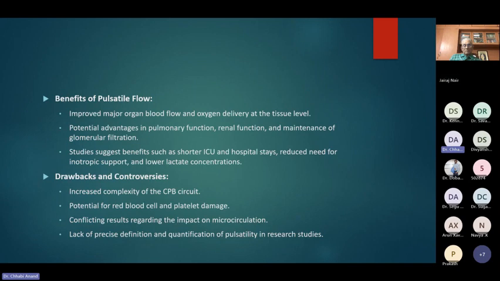Drawbacks and controversies are increased complexity of the CPB circuit, potential for red blood cell and platelet damage, conflicting results regarding the impact on microcirculation, and lack of precise definition and quantification of pulsatility in research studies.